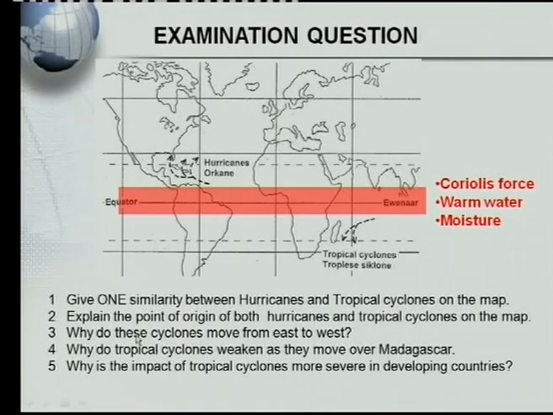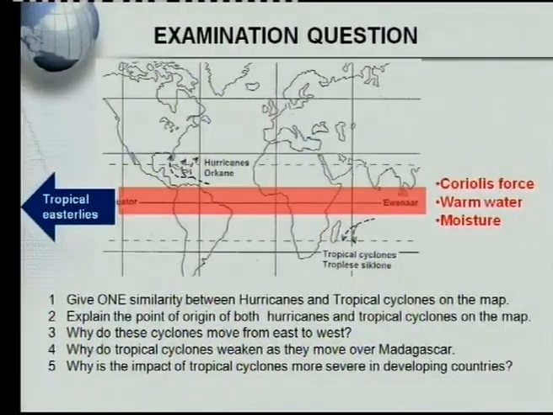Why do these cyclones move from east to west? I've got this question also here. I purposely didn't answer the question then because I knew it would come up in this exam question paper. Why do they move from east to west? Then we've got the indication there. Remember, if you have a look at the blue arrow there, the blue arrow indicates the direction in which the tropical easterlies blow. Remember that this thing is found in the tropical easterly belt. And if the winds blow from east to west, then it means that your tropical cyclone will also move from east to west.